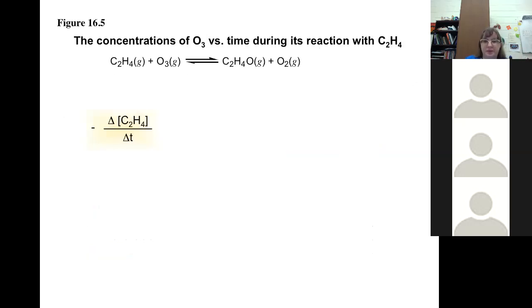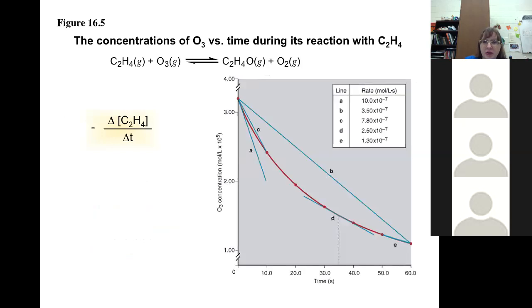Okay, so here's a graph that shows those different things. B is the first thing that we did. This is the average over the entire 60 seconds. And this is still that same chemical equation, the ethene reacting with ozone. So we're looking at the ozone concentration on this graph. B is showing us the average, and it's not really lined up very well with the red, and the red is our overall curve. So we're seeing the concentration of ozone decreasing across the red.